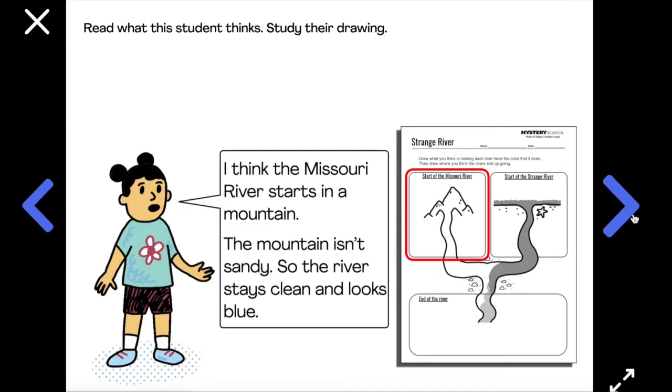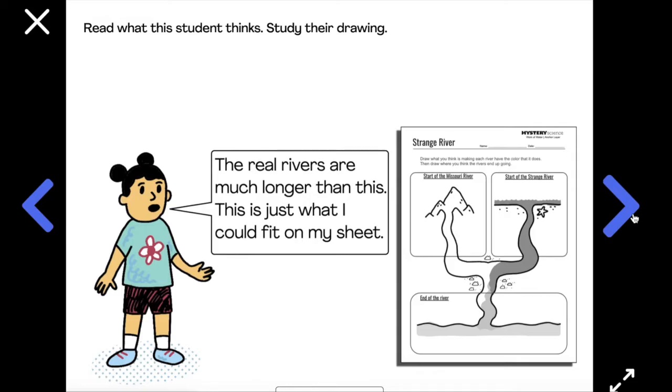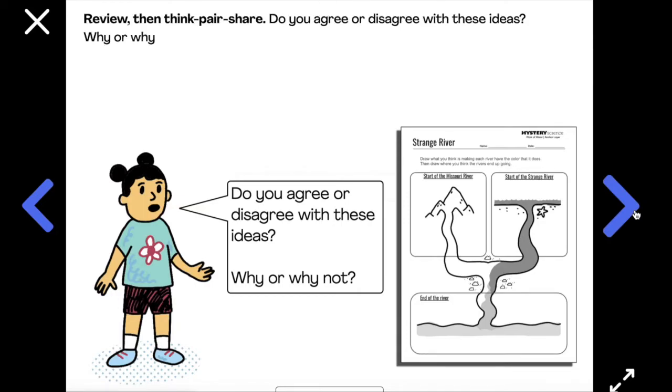I think the Missouri River starts in a mountain. The mountain isn't sandy, so the river stays clean and looks blue. I think that after the rivers come together, they go to a different beach. The real rivers are much longer than this. This is just what I could fit on my sheet. Do you agree or disagree with these ideas? Why or why not? Pause the video and think about that or talk to someone near you.